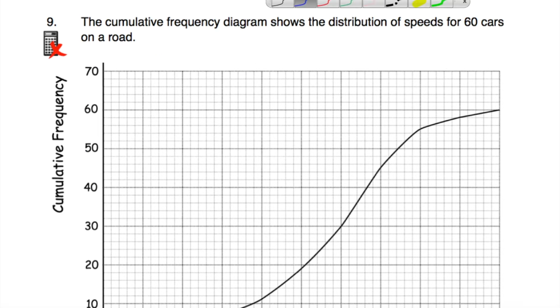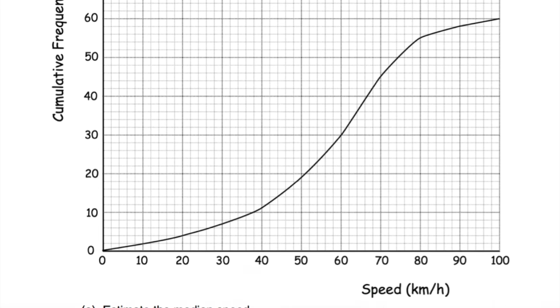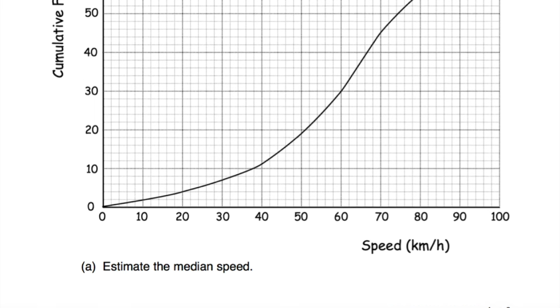Okay, let's have a look at our next question, question number 9. So question number 9 says, the cumulative frequency diagram shows the distribution of speeds for 60 cars on a road. So this shows the speeds of the 60 cars on a road. And then part A says, estimate the median speed.